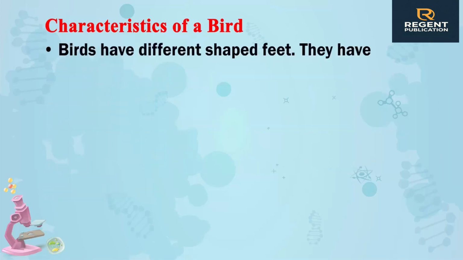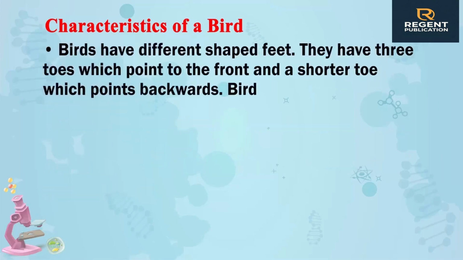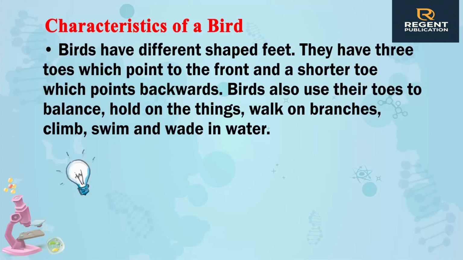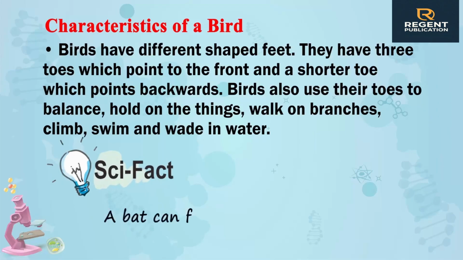Birds have different shaped feet. They have 3 toes which point to the front and a shorter toe which points backwards. Birds also use their toes to balance, hold on to things, walk on branches, climb, swim, and wade in water. Scientific fact: a bat can fly, but it is not a bird.